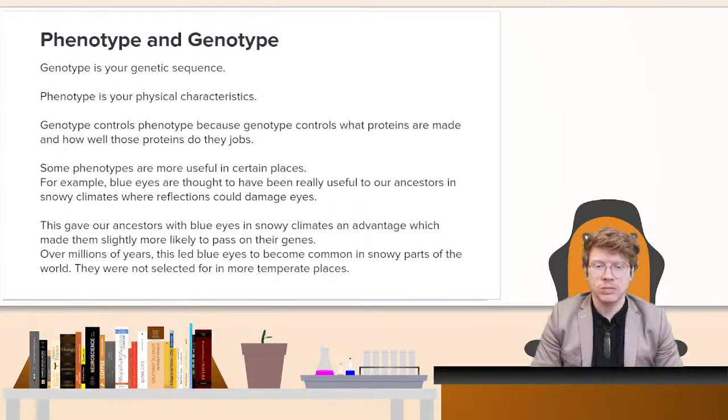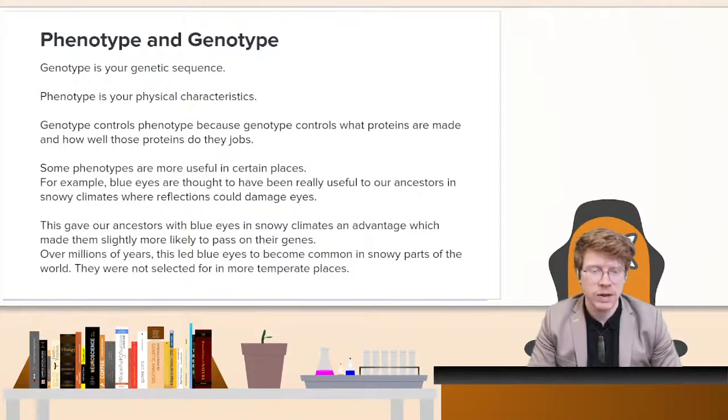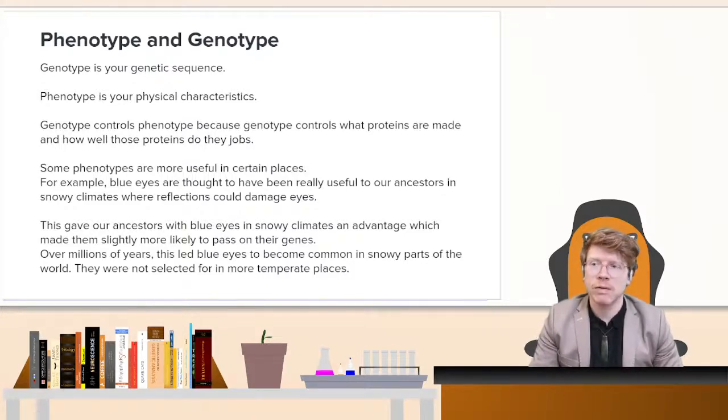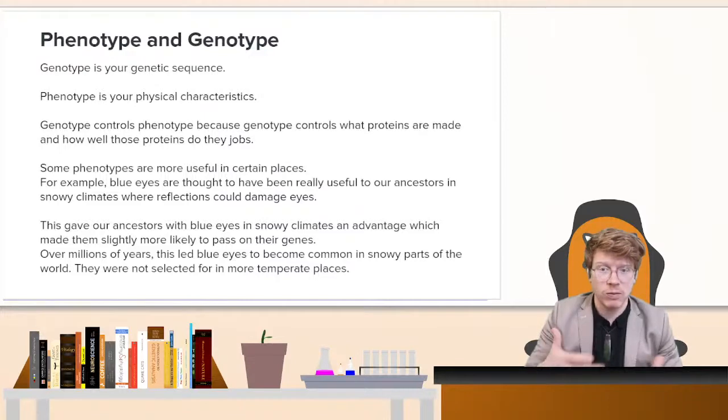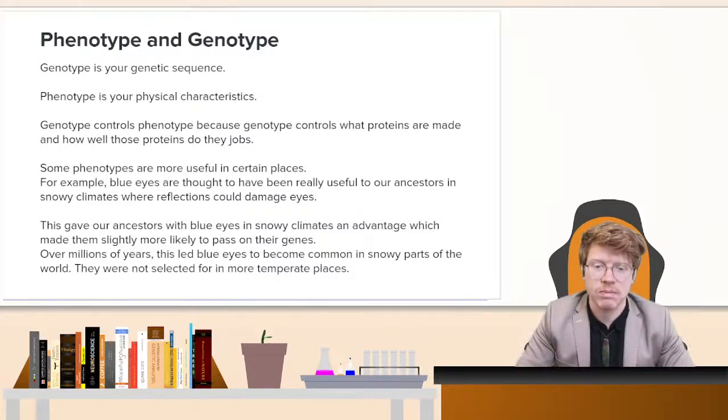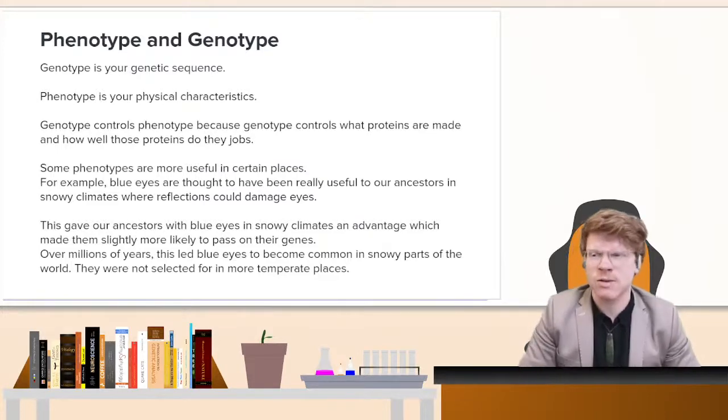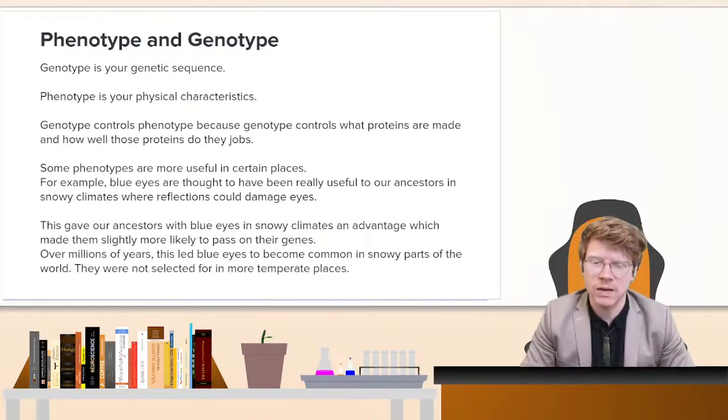because it helped to protect from reflections on the snow and be able to see things more clearly in snowy environments. Populations where they were exposed to lots of snow, there was a selection pressure. There was a pressure which meant that our ancestors with blue eyes had a slight advantage, right? A slightly more chance of being able to reproduce and pass on their genes.